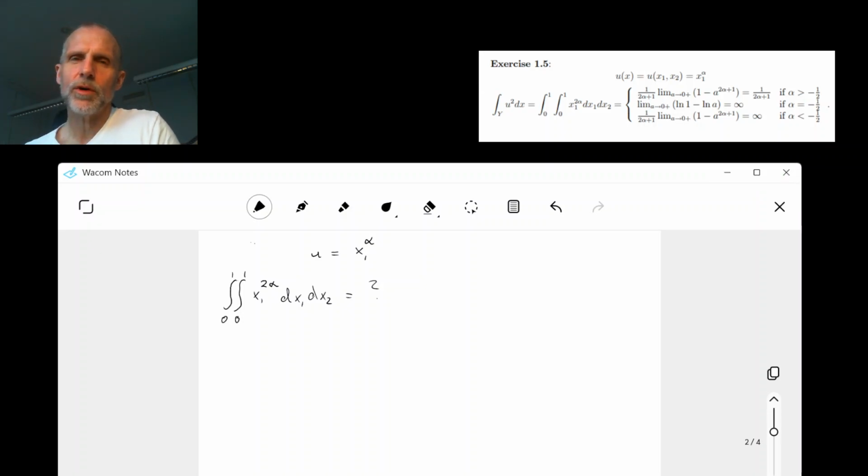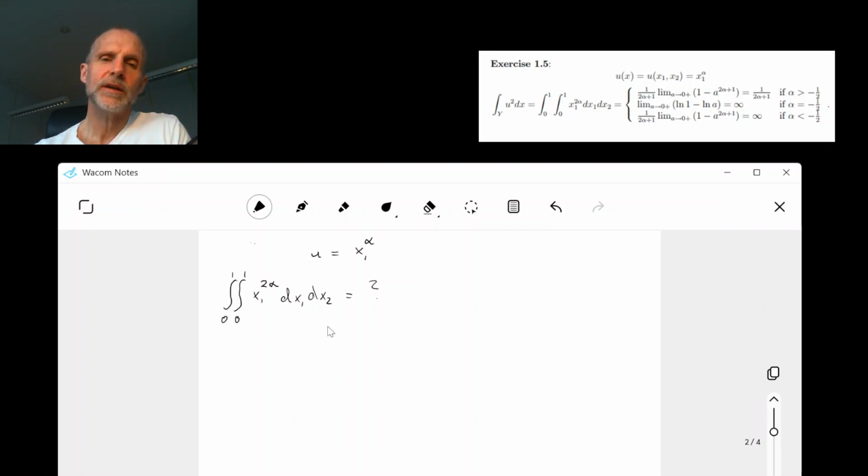In this task, we are going to consider the following function u equal to x1 to the power of alpha. And we are going to consider, is this function a Lebesgue function? More precisely, is it an L2 function? And in order to find the answer to this question, we have to compute this integral, as we know.